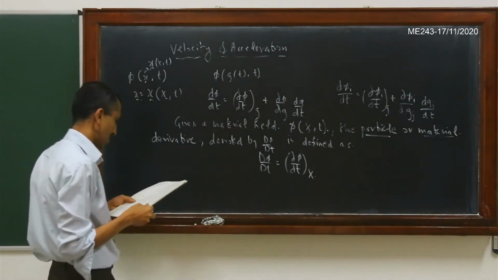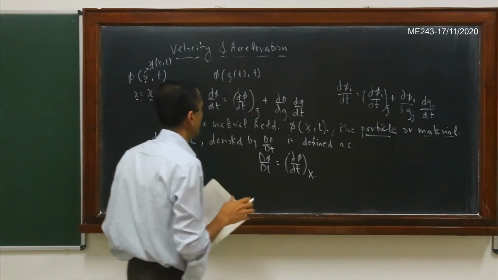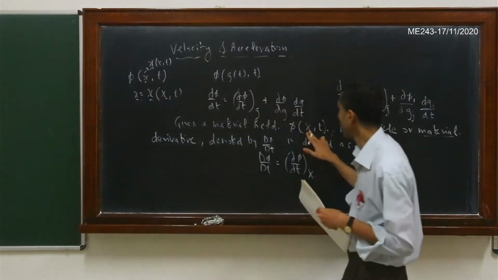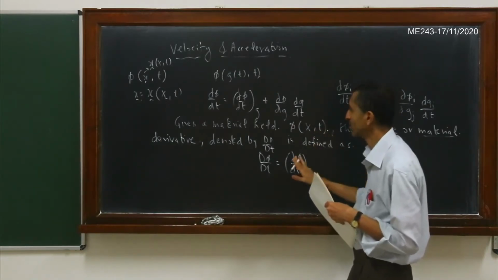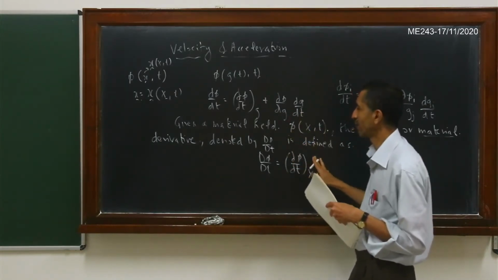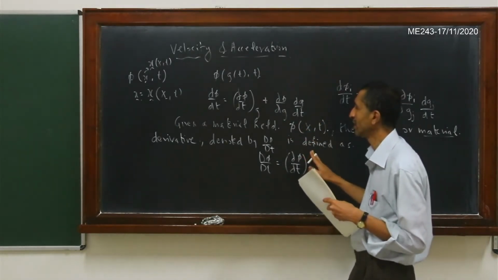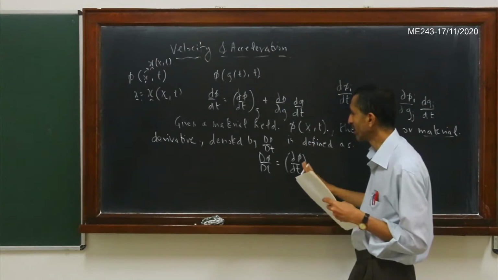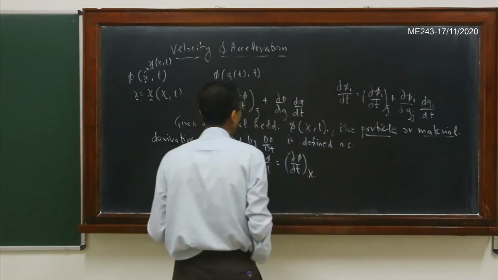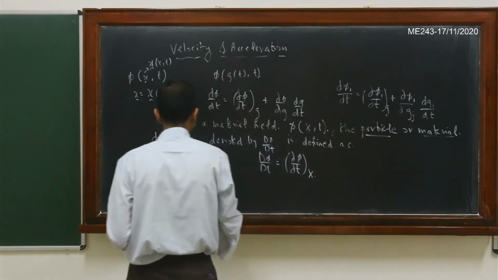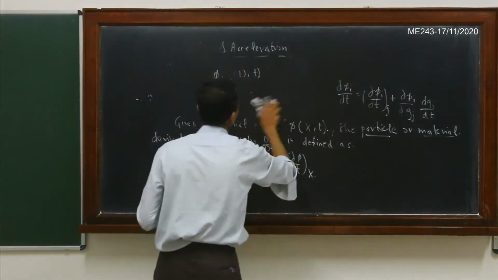Basically, what we are doing is that we are holding capital X fixed and then taking the partial derivative with respect to time. So if you are given a material field, then the definition of the material derivative is fairly straightforward. Now we will use this concept of a material derivative in order to define the velocity and the acceleration.